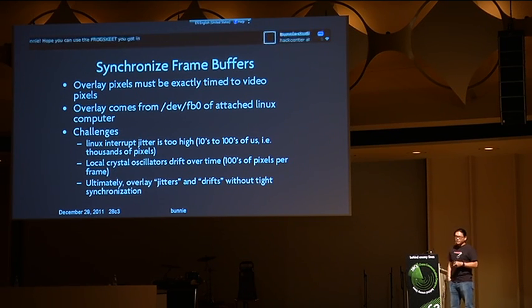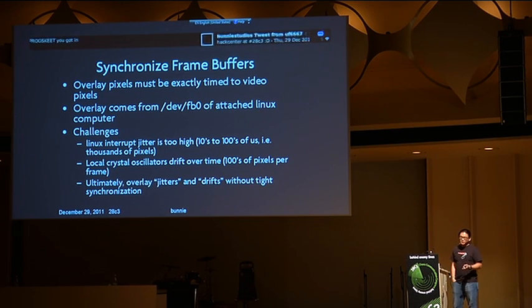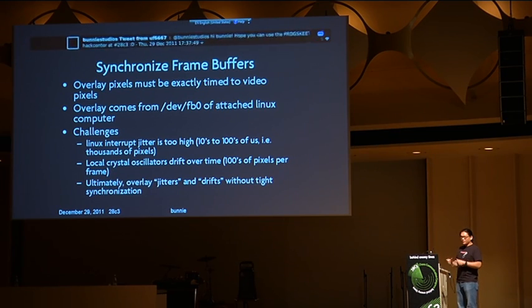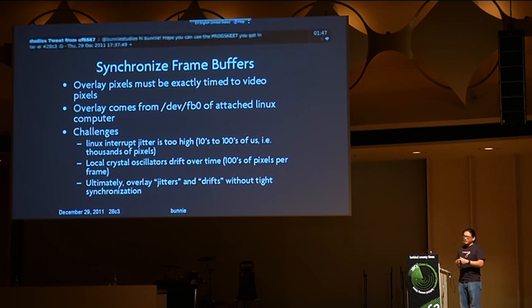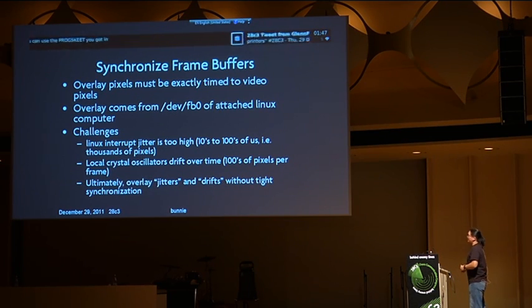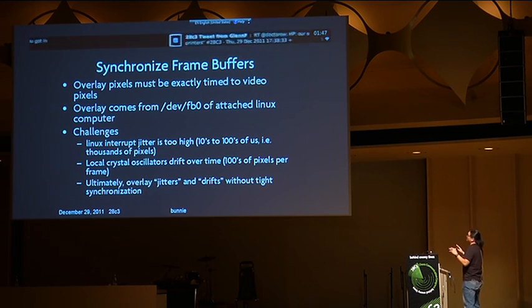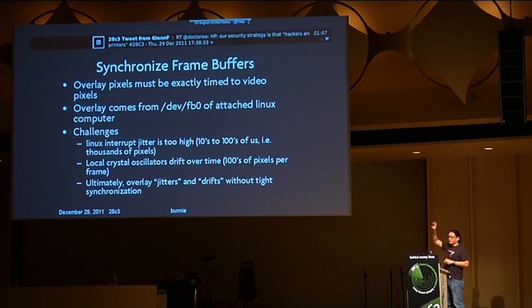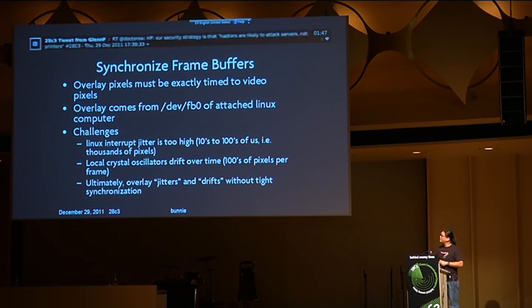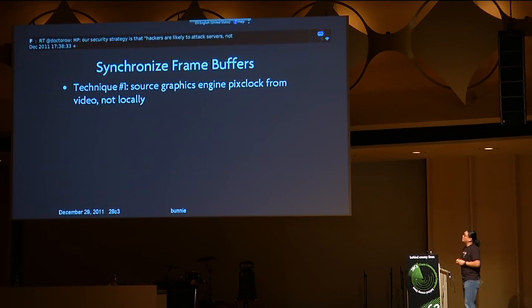There's a bunch of challenges to doing this. The Linux interrupt jitter for frame sync is way too high. You can't just use that to synchronize frames. The local oscillators also drift over time. So up to hundreds of pixels per frame is allowable within the ppm spec of the local crystal oscillators. And if we don't have absolutely tight synchronization, you would see the overlay sort of jittering and looking very nervous on the screen. So there's a few techniques we use to synchronize the frame buffers.